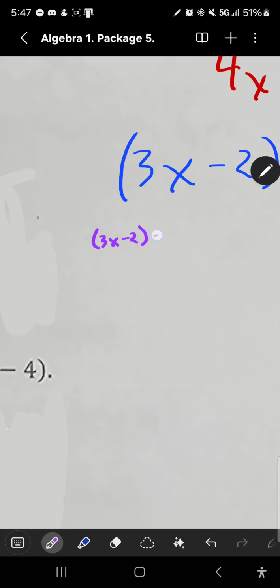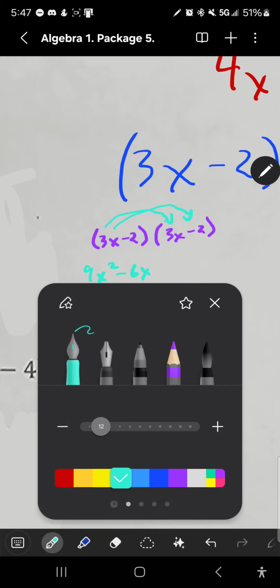3x minus 2 times 3x minus 2. So 3x times 3x, so 3 times 3, 9, x times x, x squared. And then 3x minus 2, 3 times minus 2, minus 6, and we keep the x.